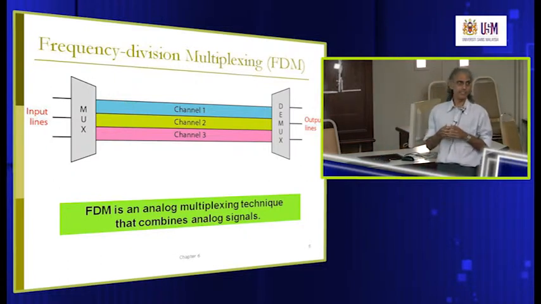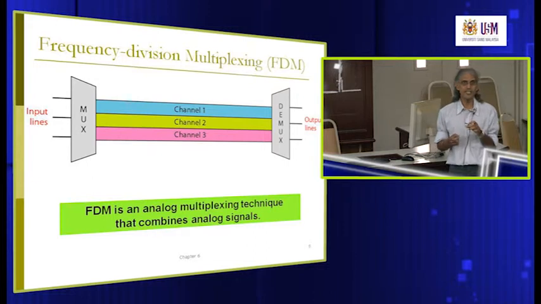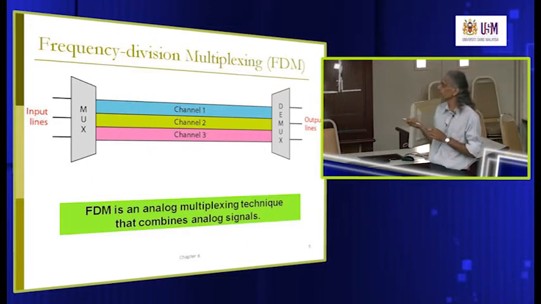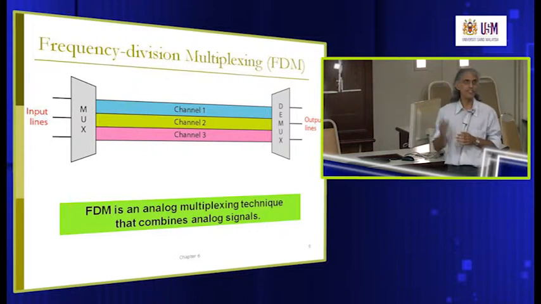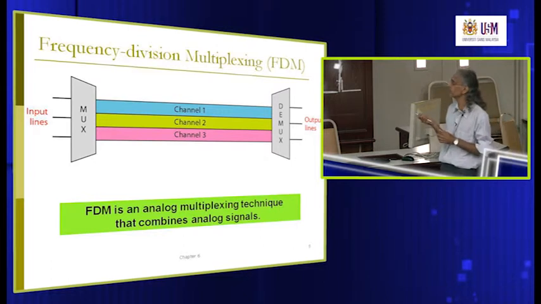So what frequency division multiplexing does is very simple. You look at the word frequency division, it means that it will divide the transmission media according to frequency. So if you have three users here, three input lines, then what the multiplexer will do is divide the transmission media into three channels, three reserved channels, one channel reserved for each user.